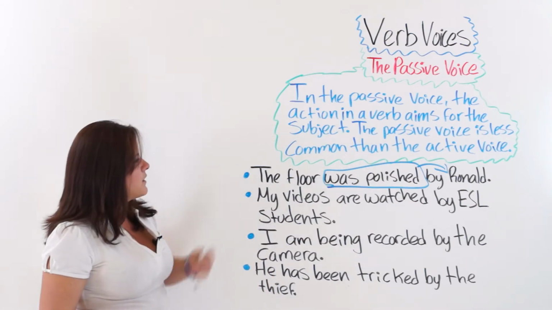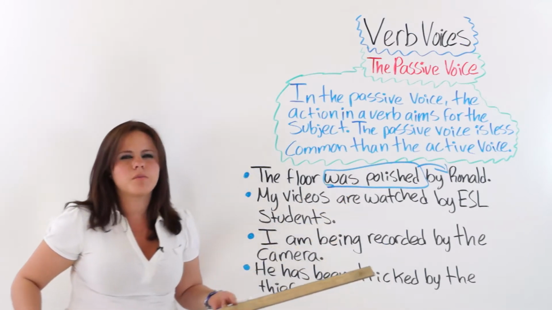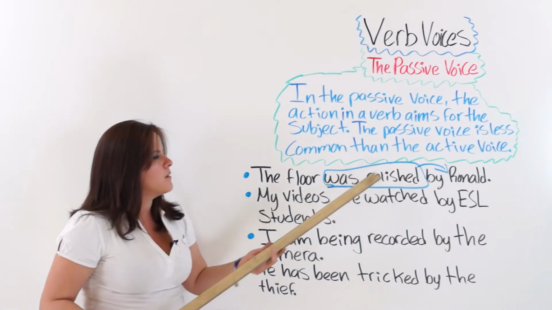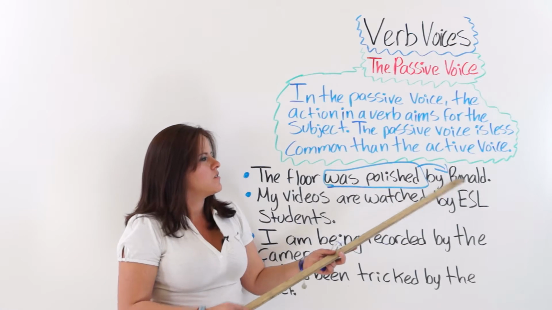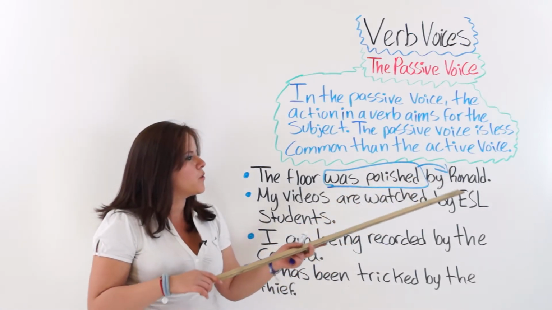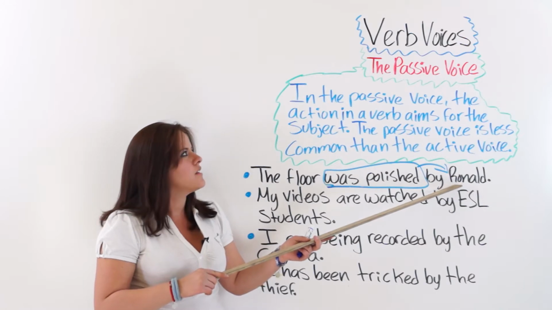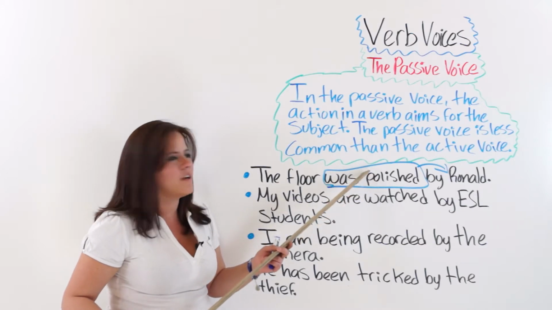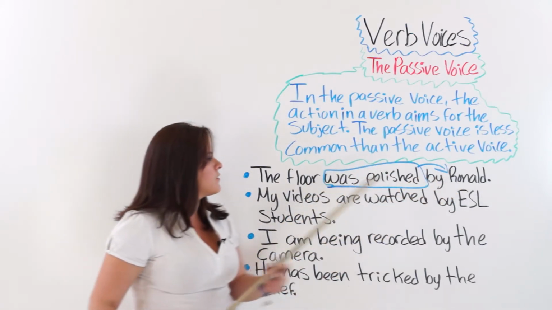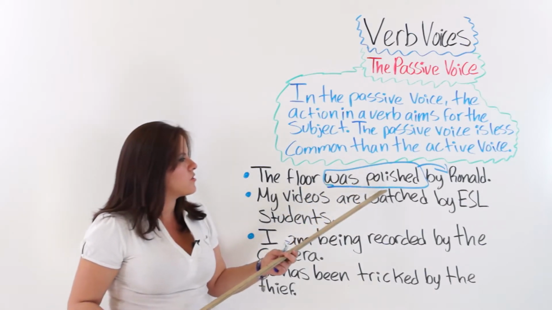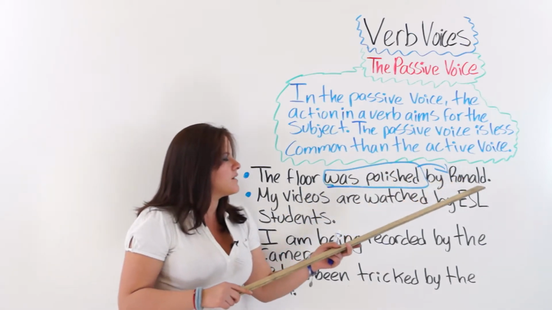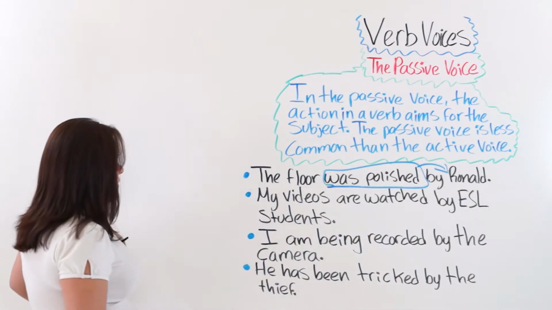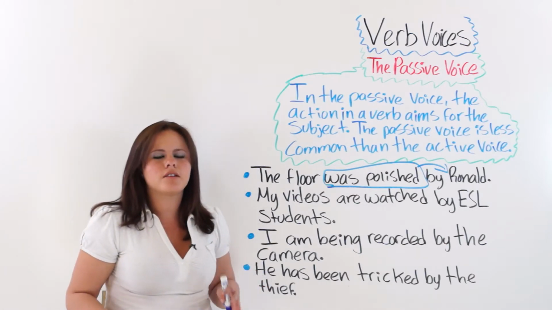Alright, the first example I have here says, the floor was polished by Ronald. Was polished is the action in this verb phrase, by Ronald. So our verb is aiming for the subject, unlike the active voice. In the passive voice, the verb will always aim for the subject. The floor, object, was polished, verb phrase, and Ronald, subject. All right? Okay, next. My videos are watched by ESL students.